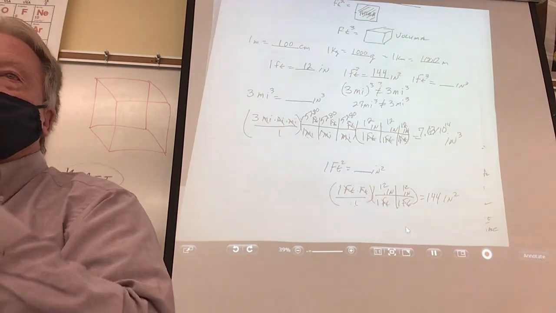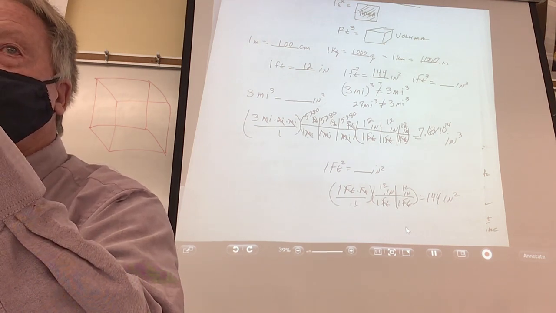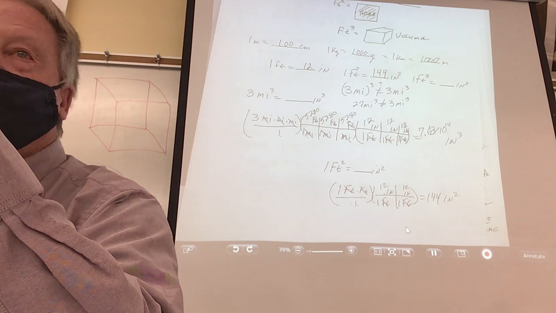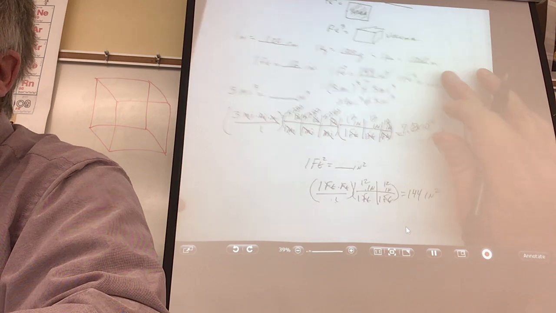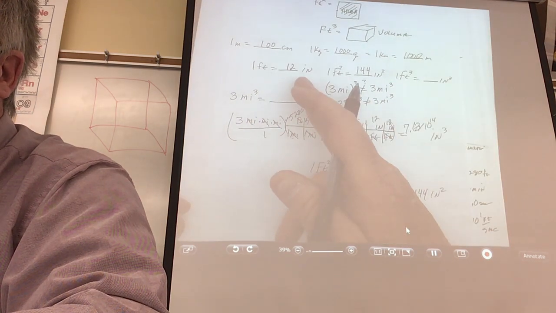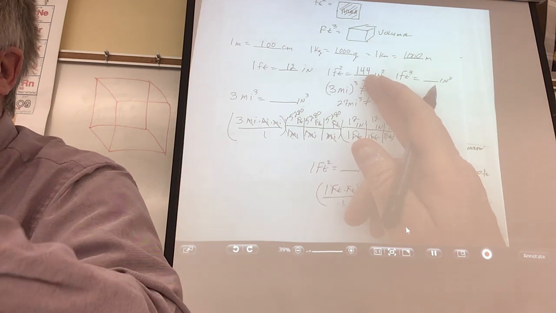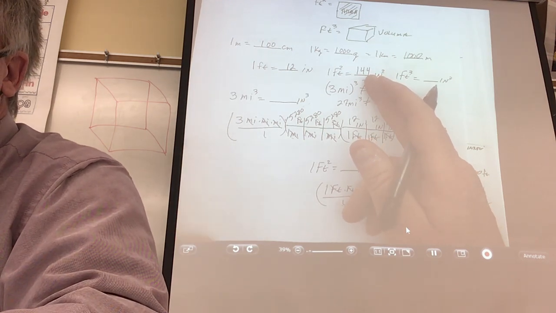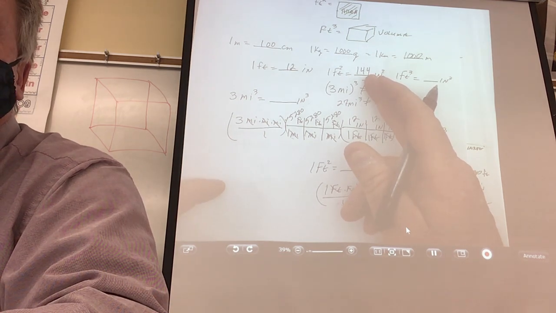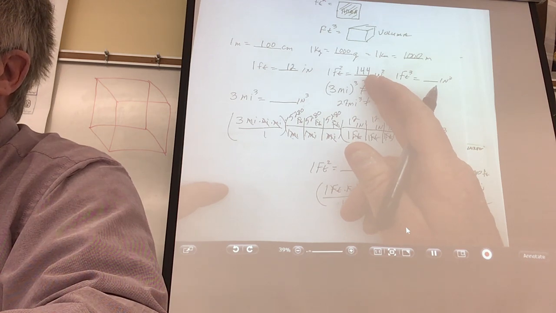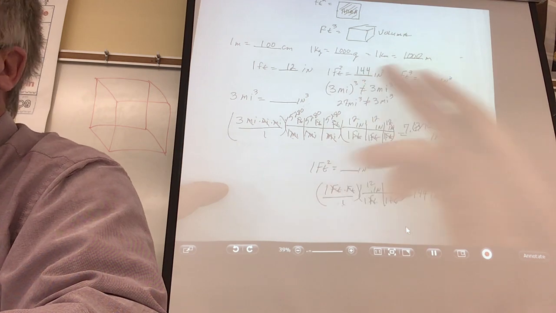144. 1 foot is 12 inches, but 1 square foot is how many square inches? 144. Anybody happen to know what this is without doing factor label? This was 12 to the first power. This is... Do you guys know what 12 times 12 is? 144, isn't it? Do you know that's what gross is? If you're a business person and you have a dozen, do you know what they call a dozen? A gross. Whoa, a dozen. That's 144 of them, right?